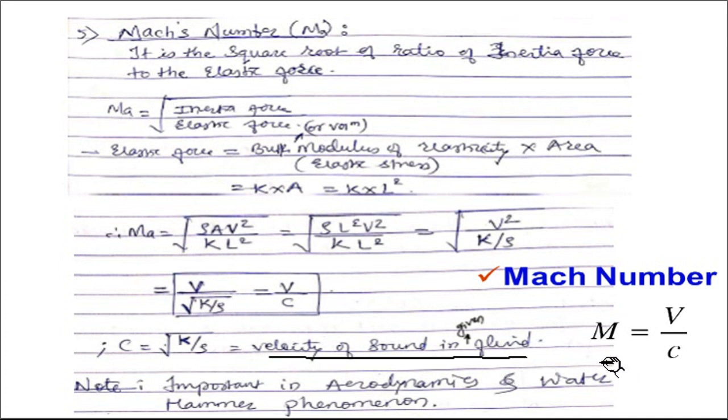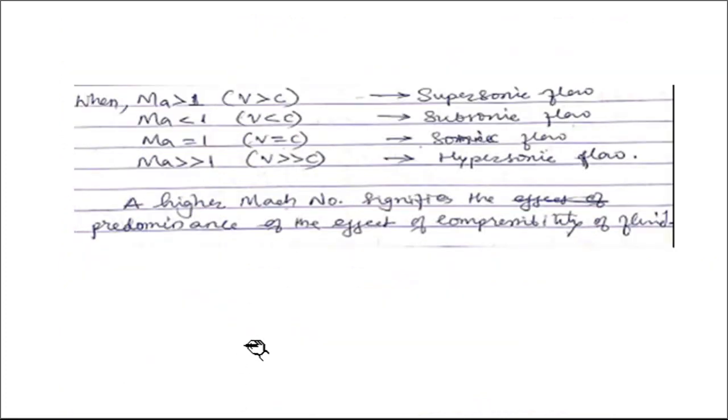So Mach number is a very famous number. It is a ratio of velocity of a fluid to the velocity of sound in a given fluid at given conditions. Remember, Mach number is important in the studies of aerodynamics and water hammer phenomena. So it is a relative comparison of the velocity of fluid to the velocity of sound.